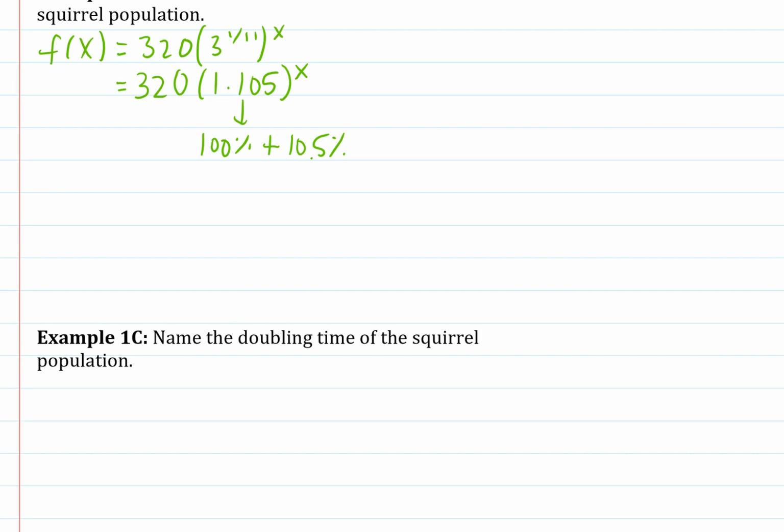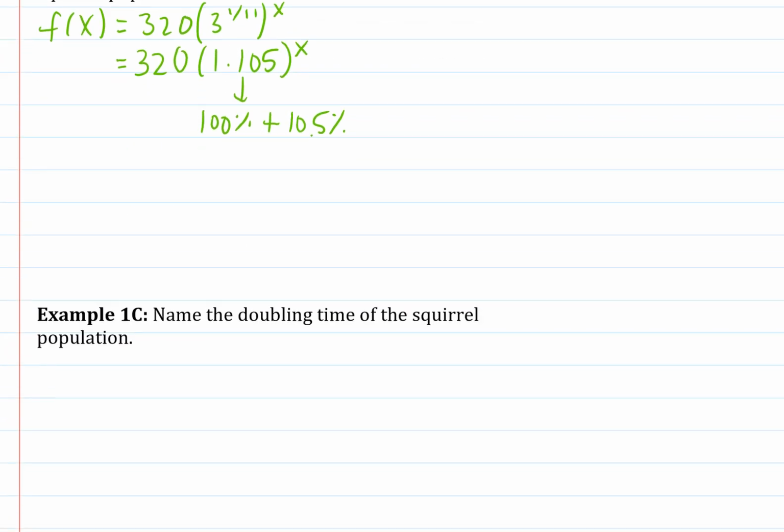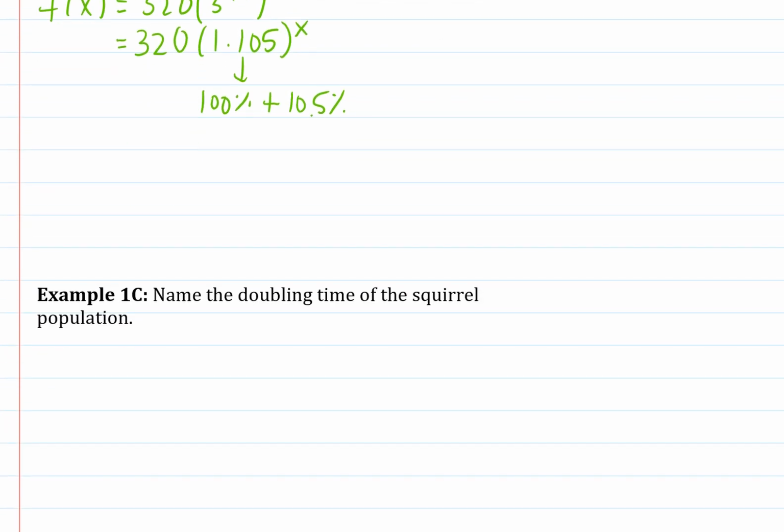Now, the doubling time of the squirrel population. Well, we started with 320 squirrels in 1980. So if we want to double that, we're going to take 320 and multiply by 2. So that gives us 640 squirrels at some moment in time. Our goal is to figure out what that moment in time was. How long did it take for the population of squirrels to double?